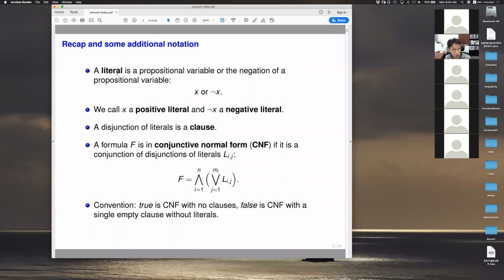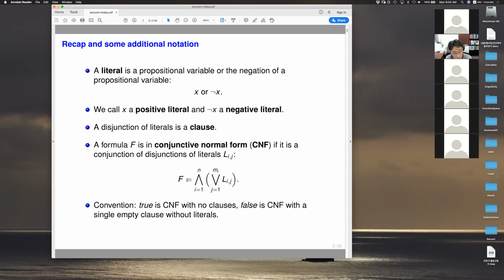So the first concept is literal. A literal is either a propositional variable like x that you see on the screen, or its negation. We call the usual propositional variable a positive literal, and its negation a negative literal. These are the basic ingredients from which we're going to build more complicated propositional logic formulas. And from these literals, we're going to construct something called a clause. A clause is a disjunction of literals, and a conjunctive normal form is a conjunction of clauses.